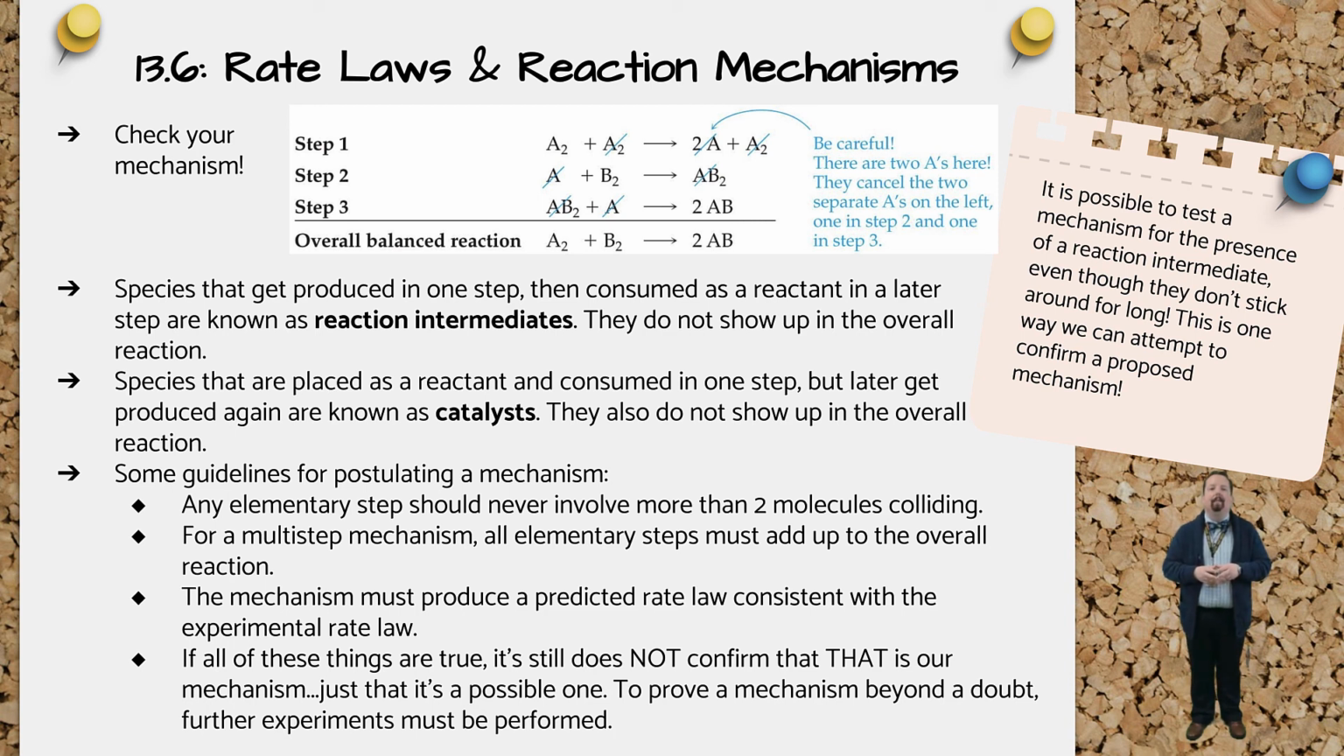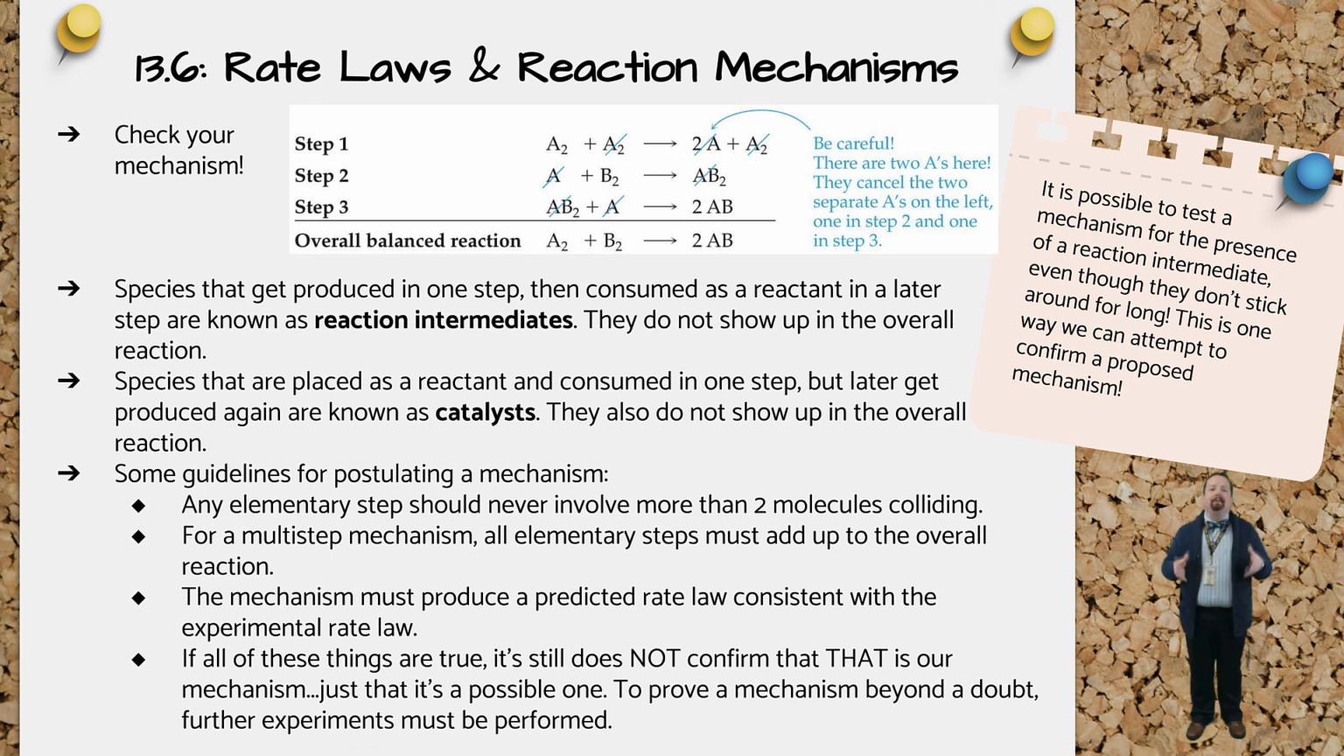If you're ever asked to come up with your own mechanism, or asked to select between a few mechanisms, here are some general rules. There should never be any elementary steps that involve a collision between more than two molecules. In other words, there should never be more than two molecules of reactants in an elementary step. Check to make sure the mechanism adds up to your overall reaction, and check to make sure the slow step, if there is more than one step, accurately predicts the experimental rate law.